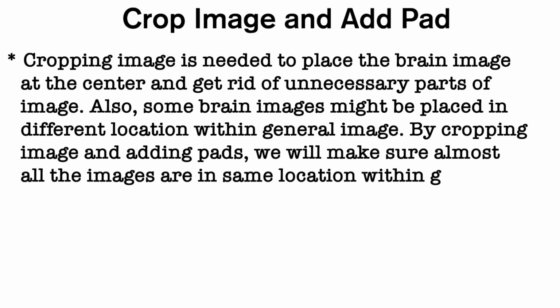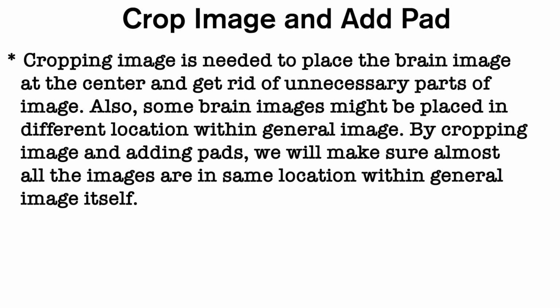Now the next step is crop image and add pad. Cropping the image is needed to place the brain image at the center and get rid of unnecessary parts of the image. Also, some brain images might be placed in different locations within the general image. By cropping the image and adding pads, we make sure almost all the images are in the same location within the general image itself.